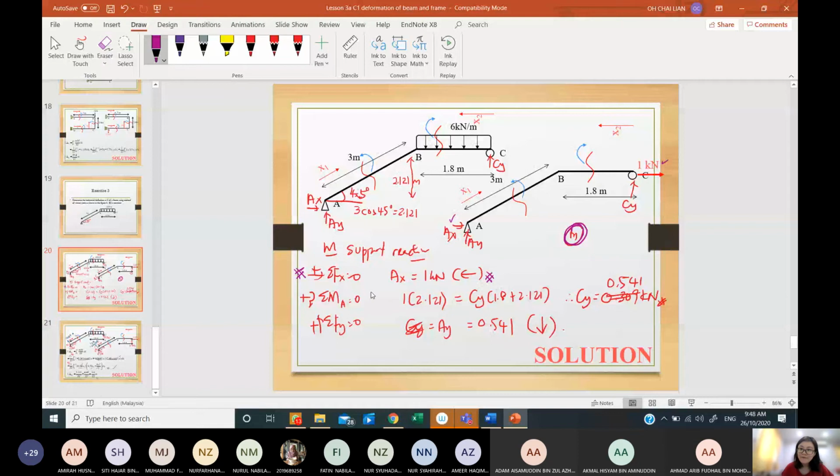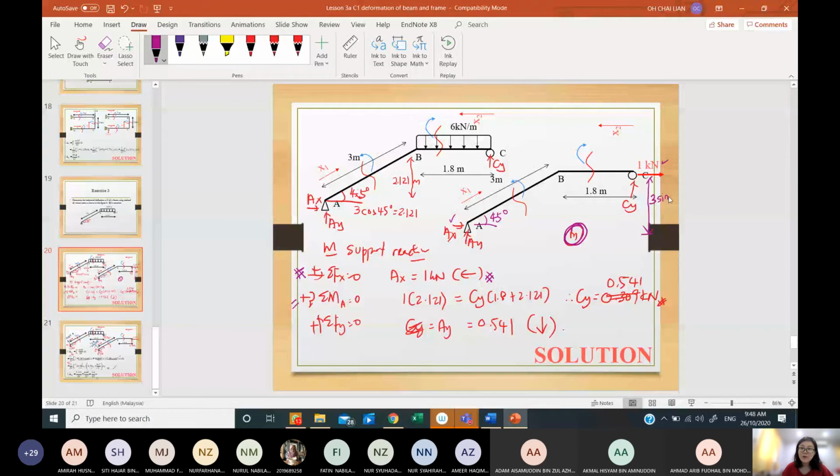Okay, so summation MA equals 0. Now I only have this 1 kilonewton. So I need to know the perpendicular distance to A. I know that this is 45 degrees. So to get the vertical distance, I need to put 3 sine 45.